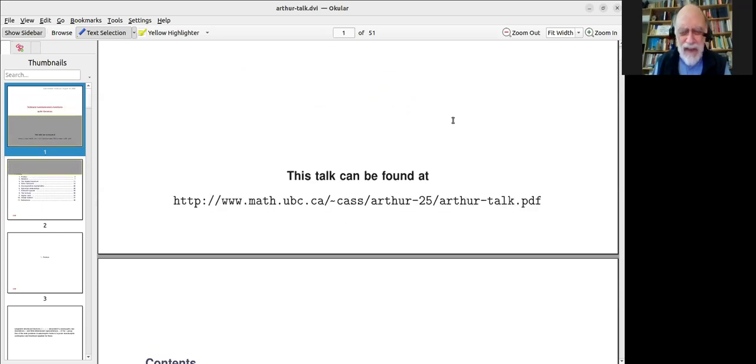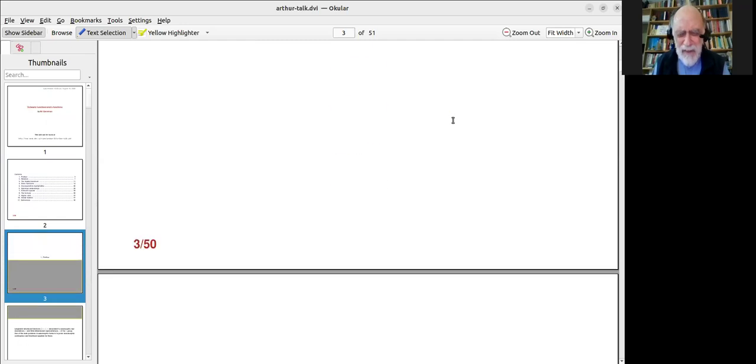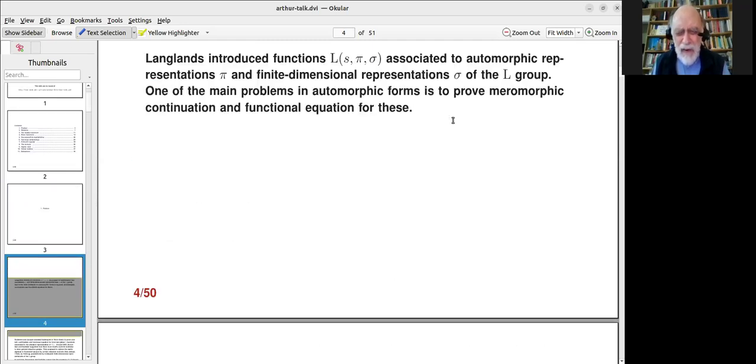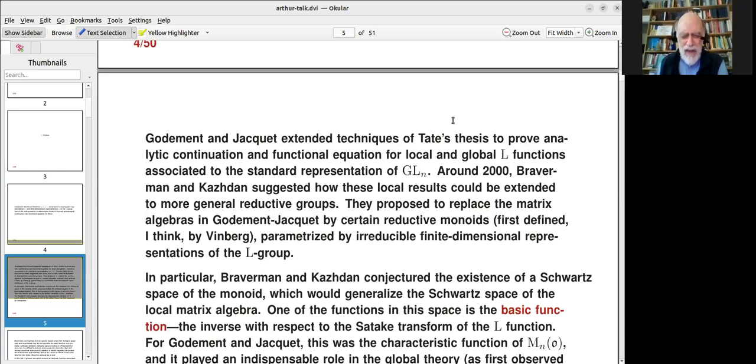About the same time that Langlands proposed his program, which we now call Beyond Endoscopy, there were some suggestions by Braverman and Kazhdan, which extended the basic idea of Godement and Jacquet to at least local analysis involving L functions on certain reductive groups.